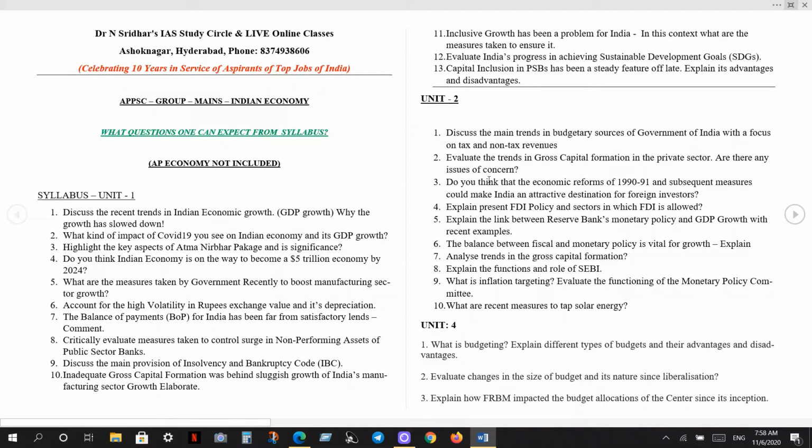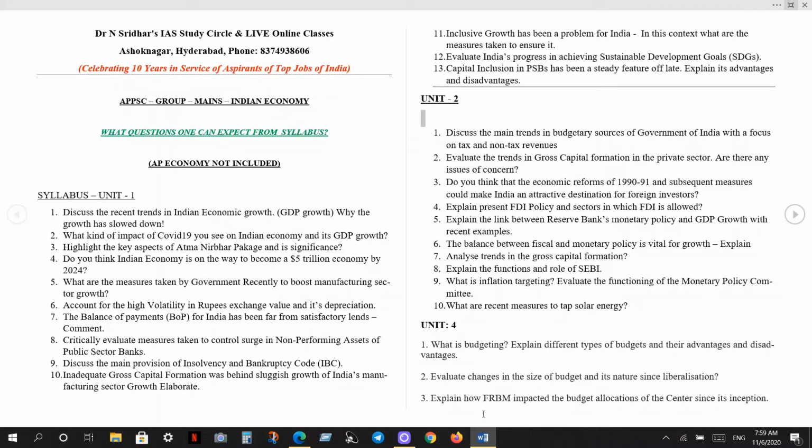Coming to budget and public finance, the questions could be like: discuss the main trends in budget resources of the government and gross capital formation in the public sector. Then economic reforms, a broader general thematic question on the economic reforms of 1991. And FDI policy, what is the recent update on FDI, that also needs to be seen.